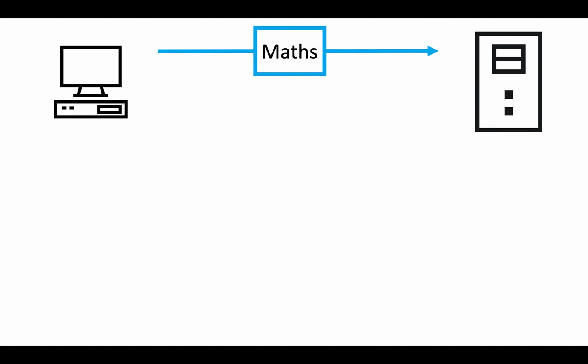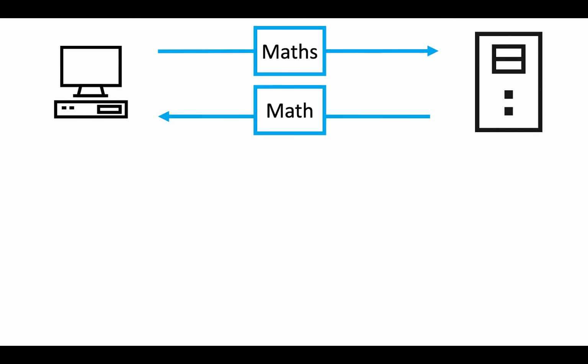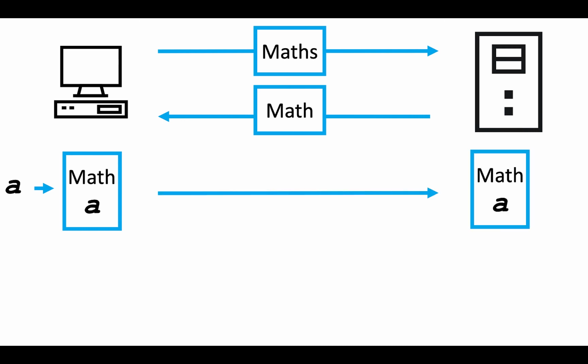So here's how PFS works. First, the client tells the server what kind of math it knows, and the server agrees to use one of those kinds of math. Then the client generates a secret value, we're going to call it A, and it takes A and puts it into the math, and then sends the product of that math to the server. And then the server similarly generates a secret value, we're going to call it B, and puts B into the math, and then it sends that product to the client.